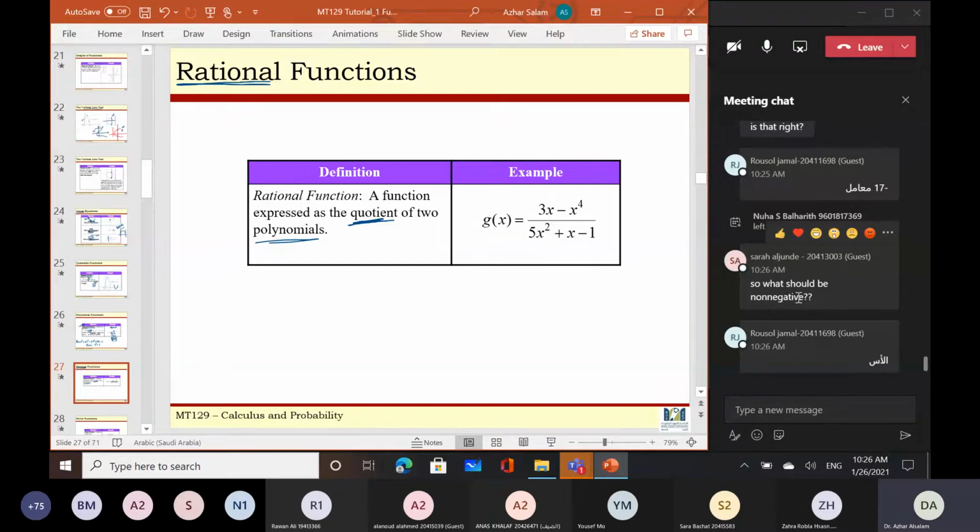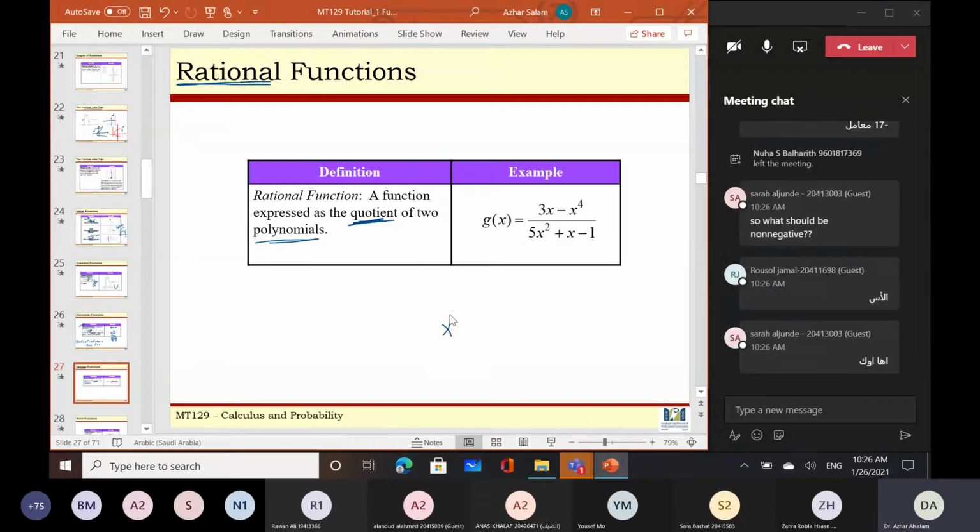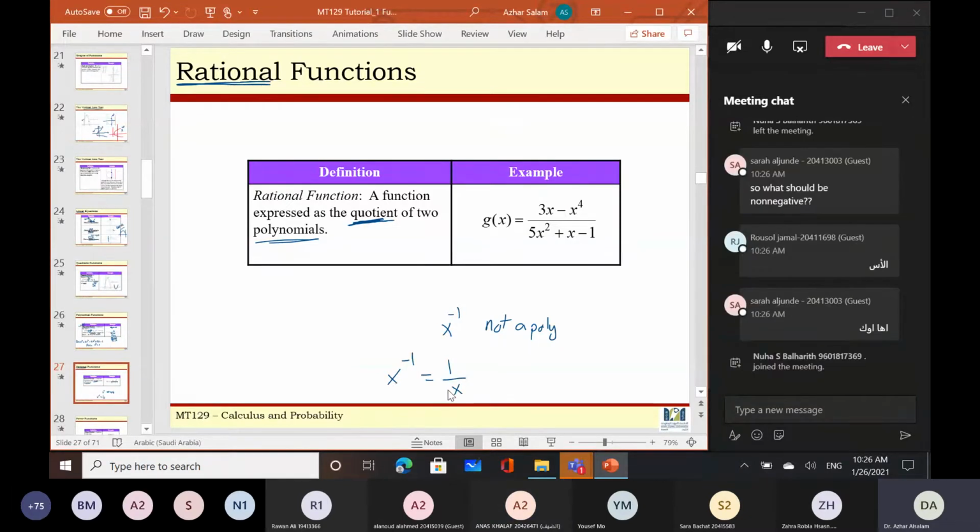The power should be non-negative. For example, if I have x to the minus 1, this is not a polynomial. Why is it not a polynomial? Because x to the minus 1 equals 1 over x. هذه دالة كسرية وليست دالة كثيرة حدود. لما يكون عندي سالب في الأس معناته أنه يكون المتغير في المقام وليس في البسط. Which makes it not a polynomial.